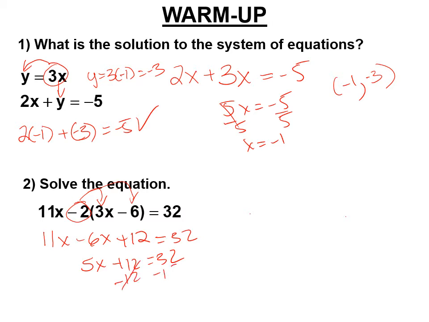Subtracting 12 from both sides, 5x equals 20. Divide by 5. I'm running out of room. X equals 4. And that is the answer, 4. That's not a system where two lines are crossing. That's just a one variable equation where we're finding the solution. X equals 4.